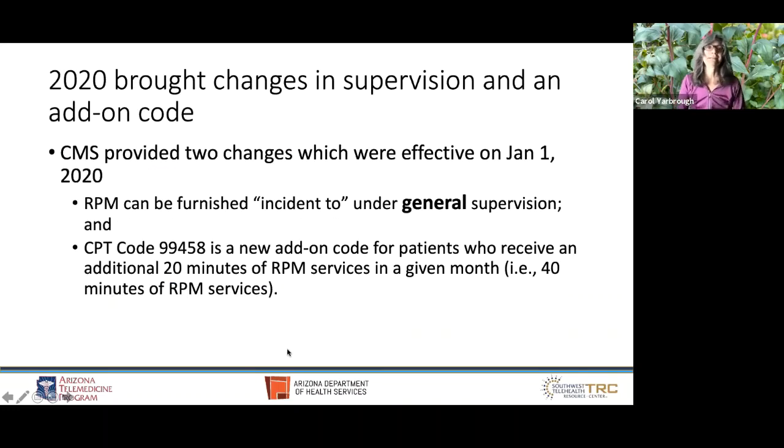I just know it. All right, 2020. It was a new year. Let's say this brought hope into our pre-pandemic souls about RPM. It brought about changes in supervision, and it brought in another add-on code. So RPM can be furnished incident to under general supervision, and 99458 came in to identify additional time in conjunction with that 99457.